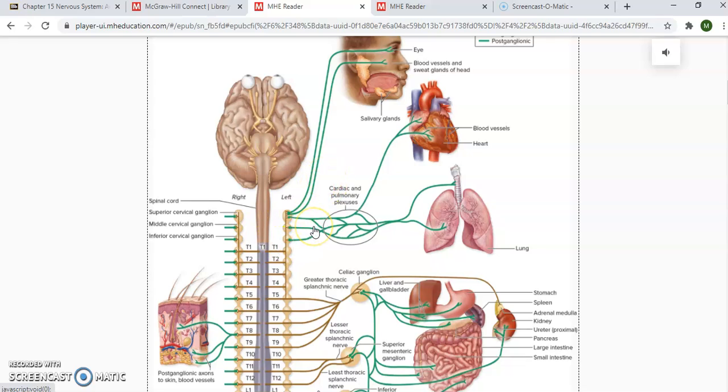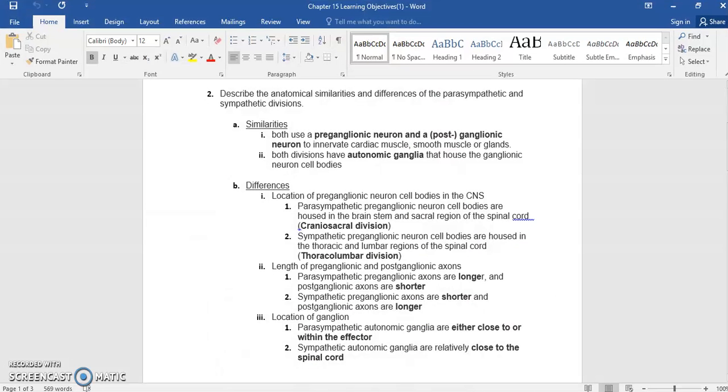There's two of them getting the nerve impulse from the CNS to the cardiac muscle, smooth muscles, or glands of the body. Okay, so I'm going to go back to our objectives here. So similarities: both use a preganglionic neuron and a postganglionic neuron, or sometimes you'll just see it referred to as ganglionic neuron. And when I say innervate, that's a term that just means that it's taking a nerve impulse to that particular tissue. So these guys will innervate cardiac muscle, smooth muscle, or glands.